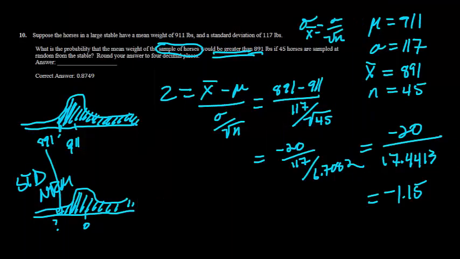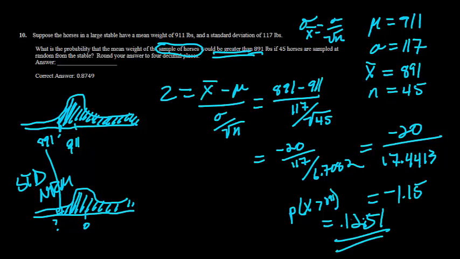0.1251. So the probability that x is greater than 891 is equal to, I forgot. Negative 1.15, negative 1.15 is 0.1251. 0.1251. That doesn't seem right.